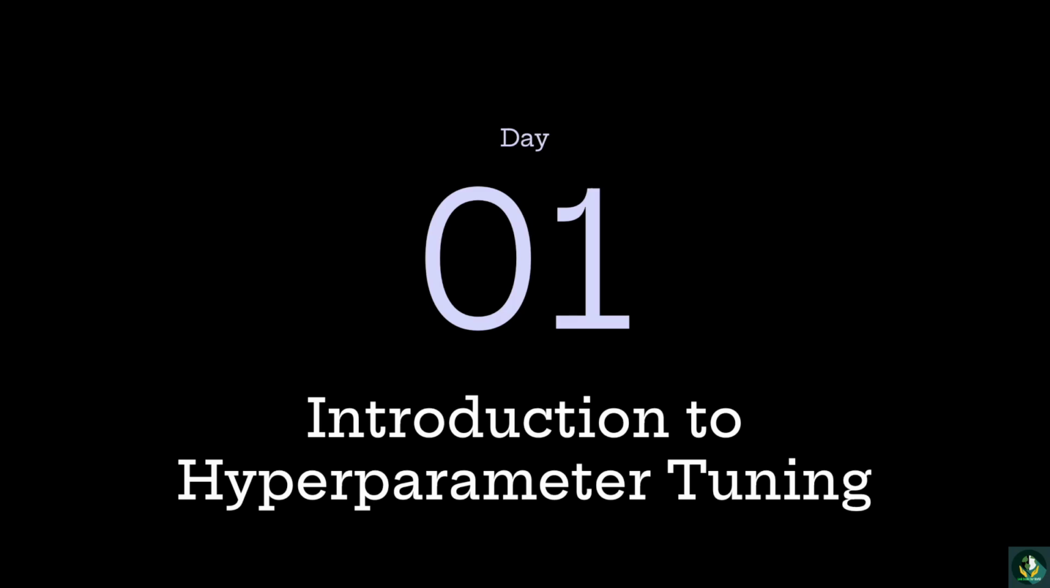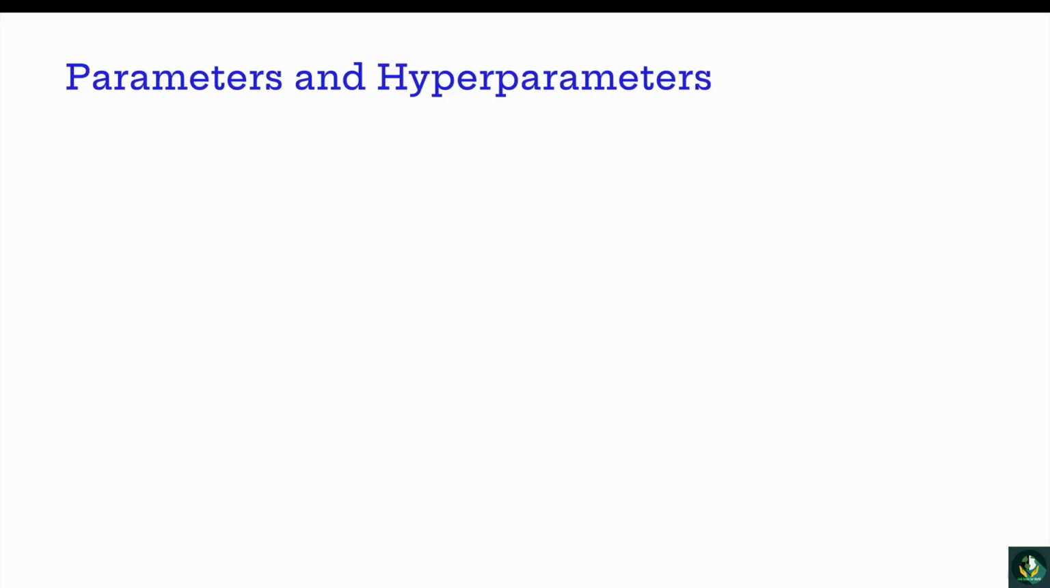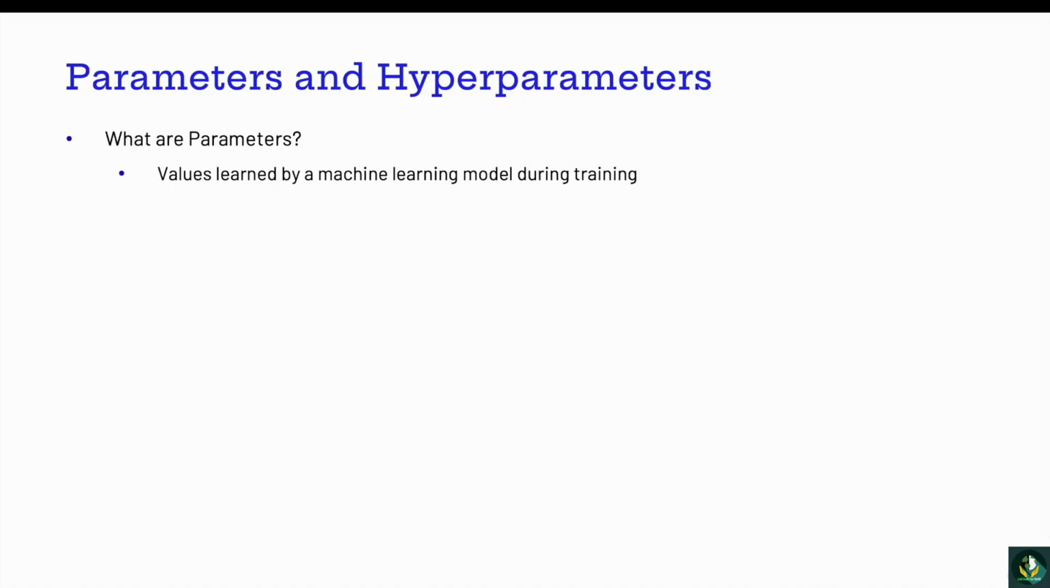Welcome to week 8, day 1, Introduction to Hyperparameter Tuning. First, let's understand the difference between parameters and hyperparameters. So first, what are parameters? Parameters are values learned by a machine learning model during training. They are adjusted to minimize the loss function and optimize predictions.